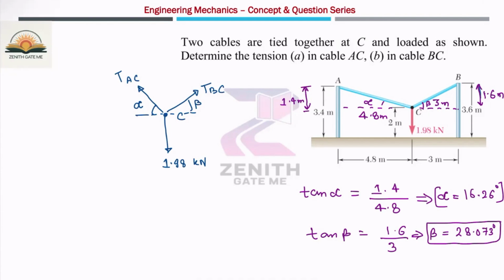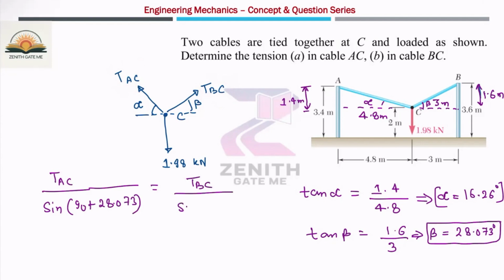Okay, so alpha and beta value now it's known to you. So now the problem is very simple. You can easily calculate the tension AC and BC by using Lami's theorem. Okay, so what is Lami's theorem? Tension AC divided by sine of 90 plus beta, beta is 28.073. Similarly, tension BC divided by sine 90 plus alpha, what is alpha? 16.26, is equal to 1.98 divided by sine of 180 minus alpha plus beta.